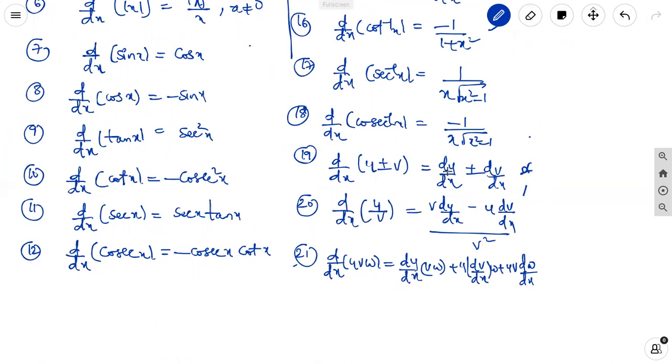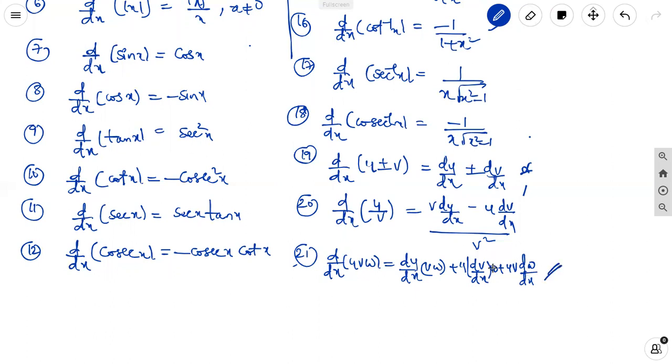The derivative of u plus or minus v is the derivative of u plus or minus the derivative of v. The derivative of u by v is denominator into derivative of numerator minus numerator into derivative of denominator, all by denominator square. Last one, the derivative of uv or uvw. If three are there, we take the derivative of the first function with the other two same, plus the derivative of the second with the other two same, plus the derivative of the third with the other two same. These are very, very important. We have to remember these formulas.